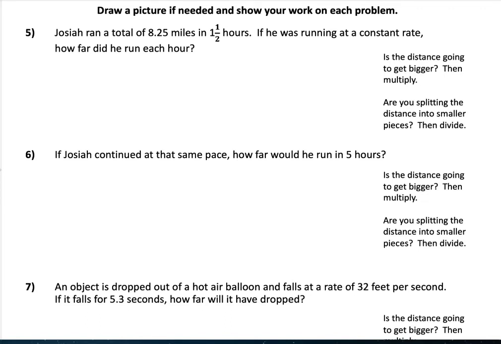Well, if he's only running an hour, the distance isn't going to get bigger. If he's going to go for a shorter time, it's going to get smaller. So I'm breaking it up into 1 hour chunks. That means I want to divide. So for dividing, we definitely want to make them into fractions. Dividing with decimals can get big and cumbersome and lots of digits. It's much easier to leave them as fractions.